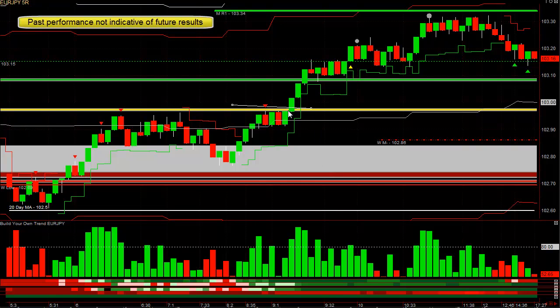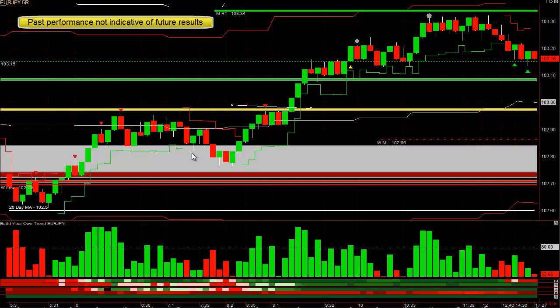For humans to detect, it's easy, but it's very hard to teach a computer to spot a sideways consolidation breakout when the trend is previously down. But you can see our real-time tools are showing the momentum to the upside and breaks out at 103 and goes up about 30 pips. Also, here's the previous day's high.